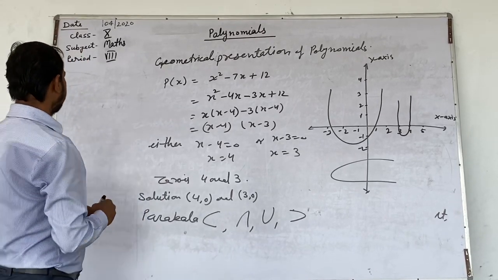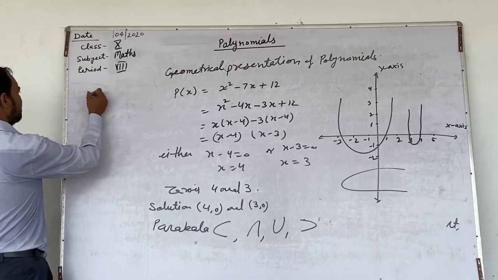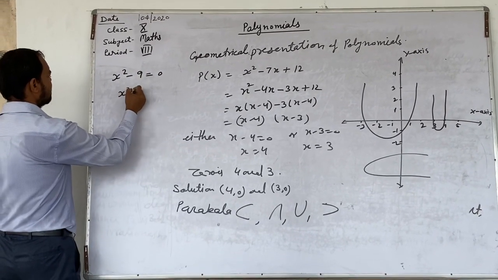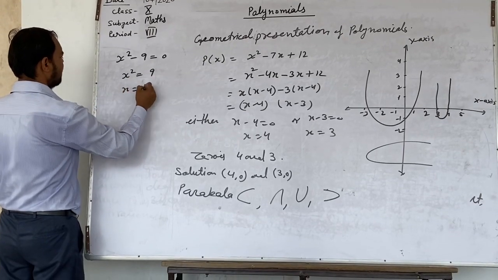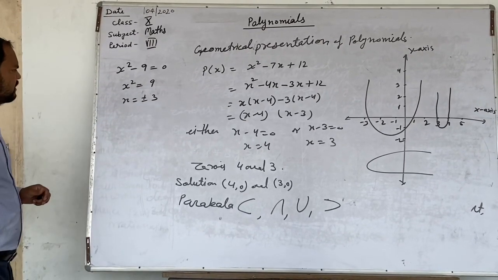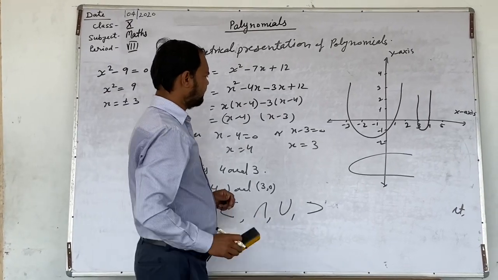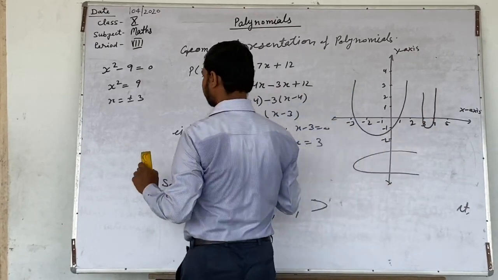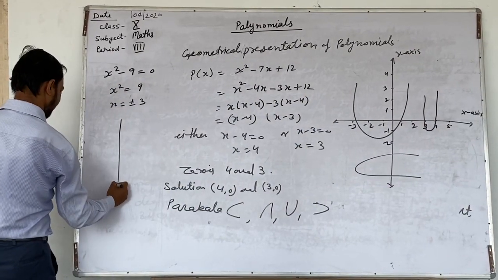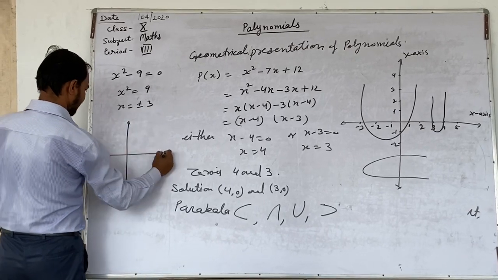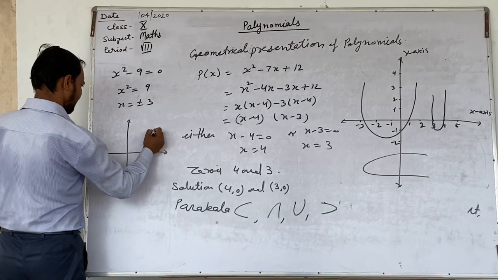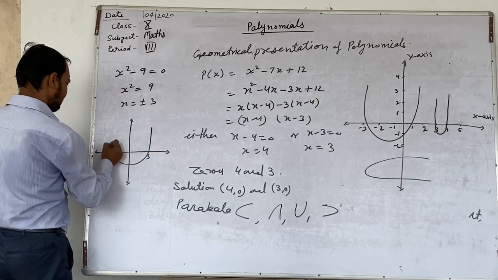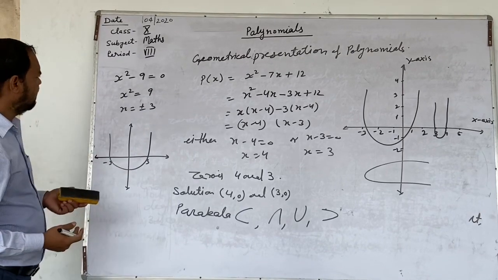Sometimes in some cases, see for example, if you have x square is equal to 9, then x equal to plus minus 3. In this case, you will find that your graph will be like this, something like this.